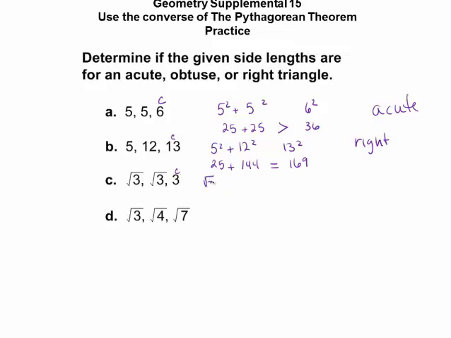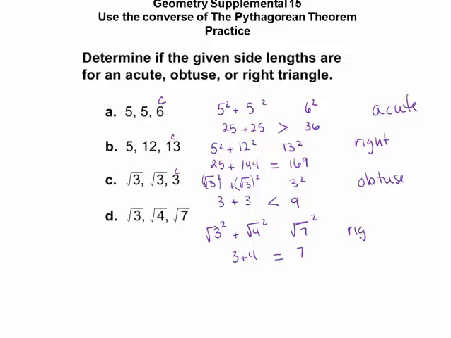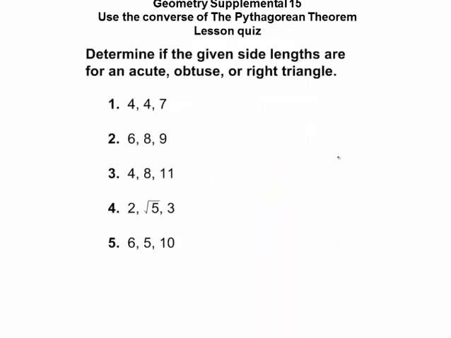Okay. Square root of 3 squared and the square root of 3 squared. The square root of 3 squared is 3. And then 9. So this is less, so it's obtuse. And then I'll have the square root of 3 squared, the square root of 4 squared, and the square root of 7 squared, so 3 and 4 and 7. So right. Not too bad? Okay, so why don't you guys, not quiz, just try these.